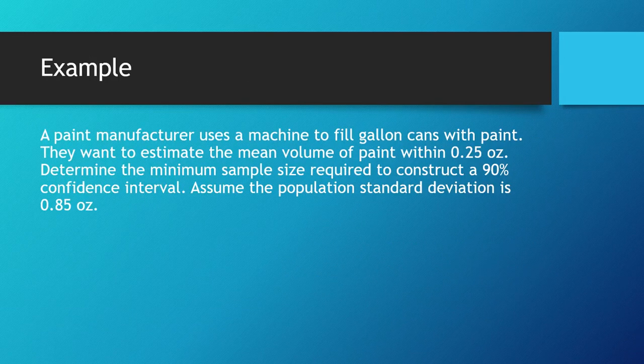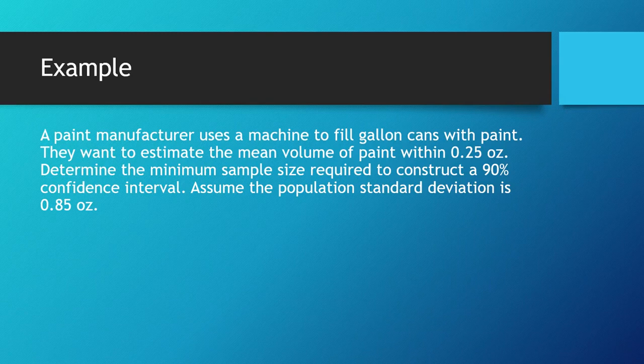A paint manufacturer uses a machine to fill gallon cans with paint. They want to know the mean volume of paint within 0.25 ounces. So they want your estimate to be within 0.25 ounces of the real thing. What's the minimum sample size required to construct a 90% confidence interval? And we're going to assume the population standard deviation is 0.85 ounces.